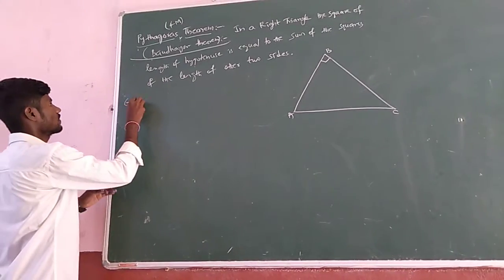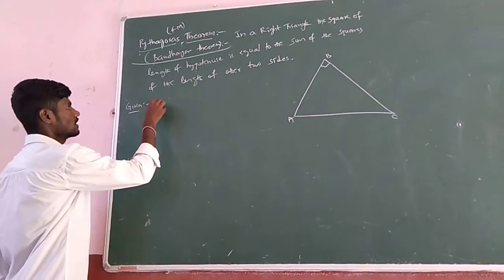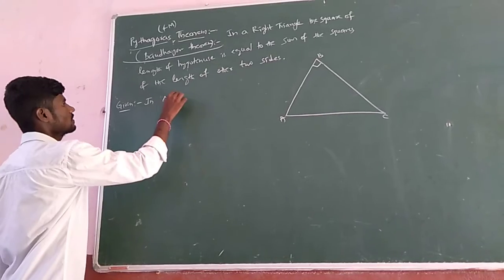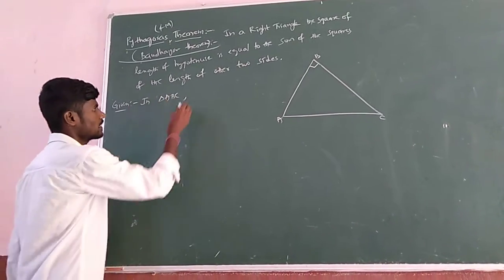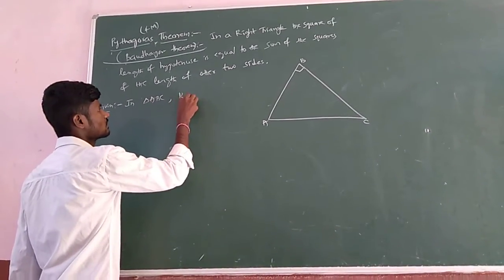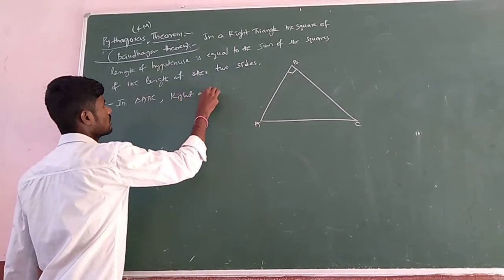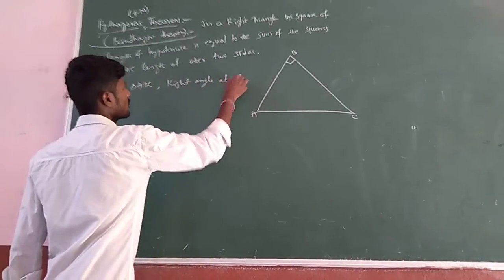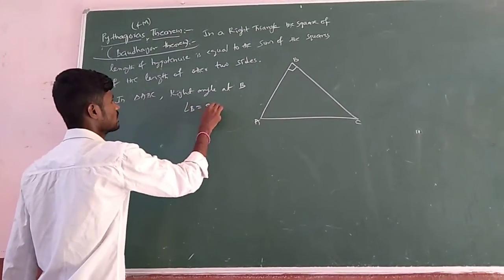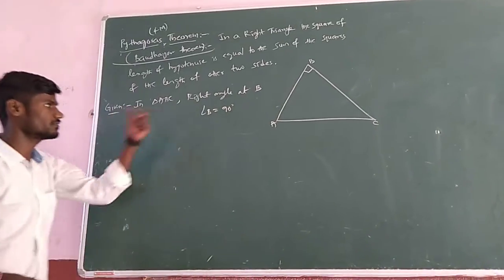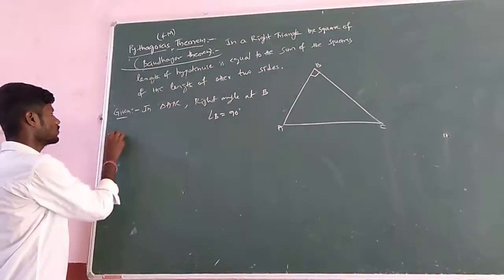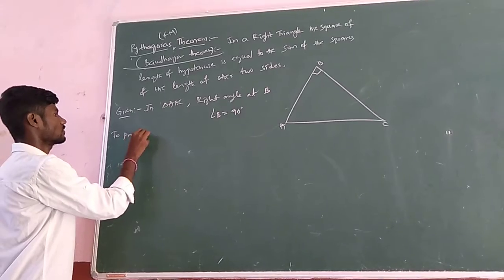To prove it, what we have to write is the given. What is given? In triangle ABC, which type of triangle is it? Right angle triangle. Right angle at B, nothing but angle B is 90 degrees. This is the given thing. So now what we have to prove?